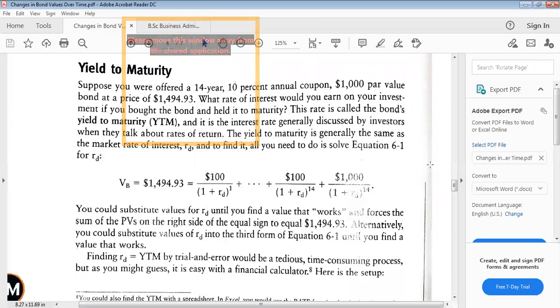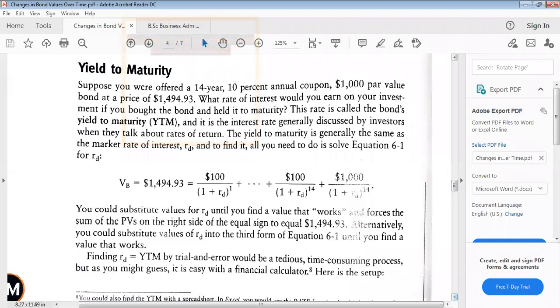All right. Now you could substitute values for rd until you find the value that works and forces the sum of the PVs on the right side of the equal sign to equal $1,494.93. Alternatively, you could substitute values of rd into the third form of equation 6.1 and find the value that works. Finding rd, the yield to maturity, by trial and error would be a tedious, time-consuming process. But as you might guess, it is easy to do with a financial calculator.